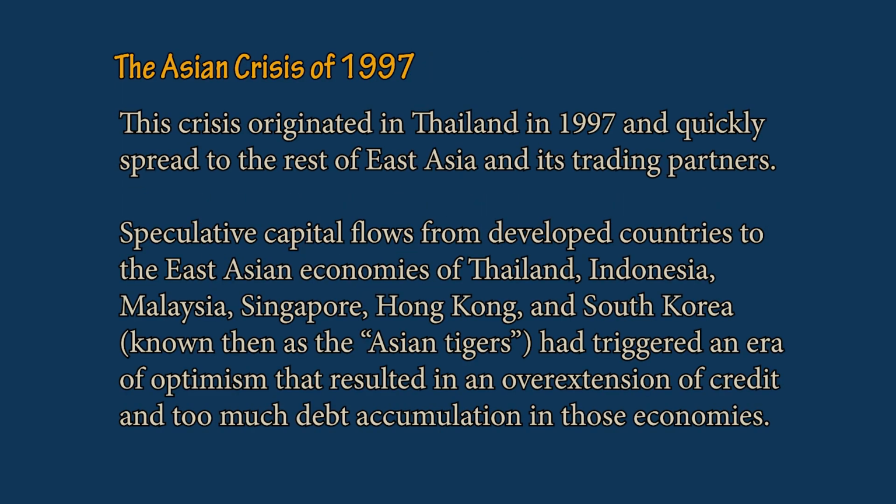Now we come to the Asian crisis of 1997. This crisis originated in Thailand in 1997 and quickly spread to the rest of East Asia and its trading partners. There was a lot of speculative capital that had come to the East Asian tigers by now. Why? Because these countries like Thailand, Indonesia, Malaysia, Singapore, Hong Kong, South Korea were known as the Asian tigers. They had been doing really well.